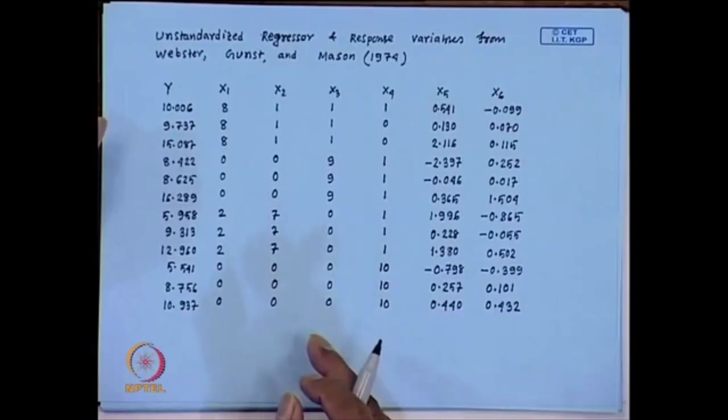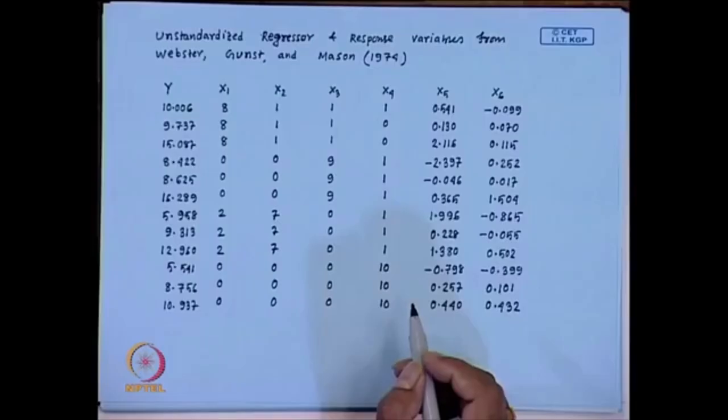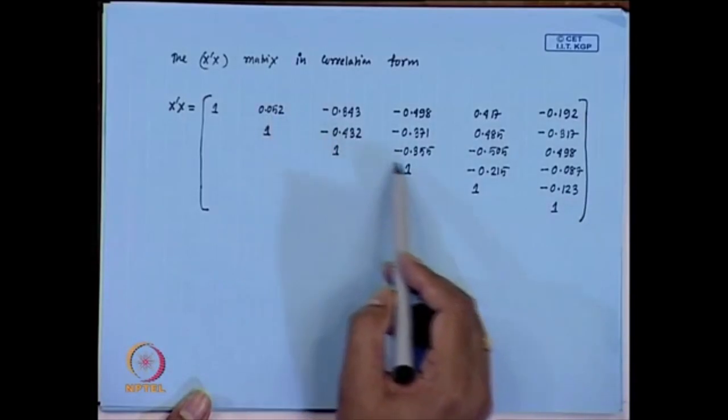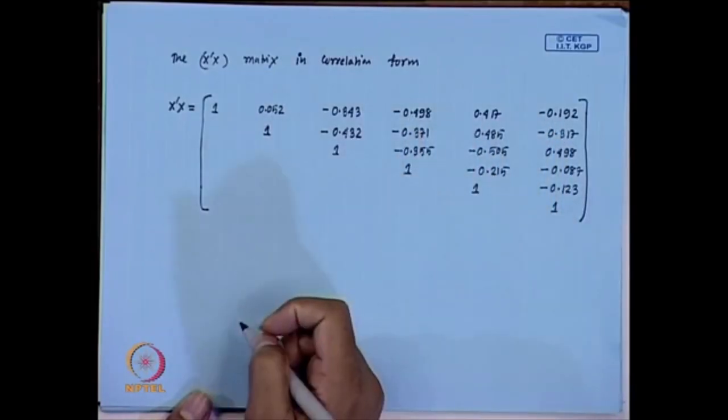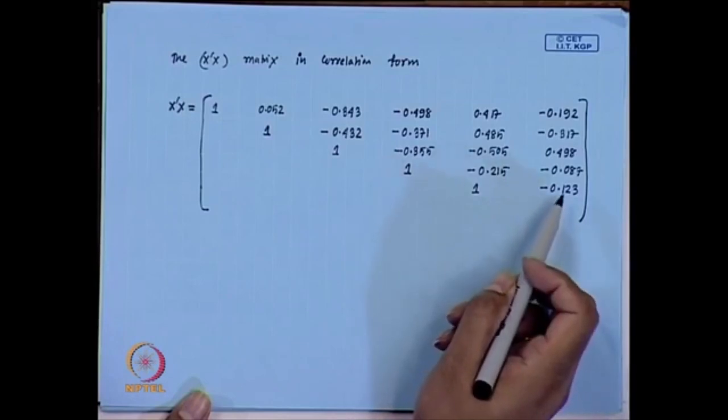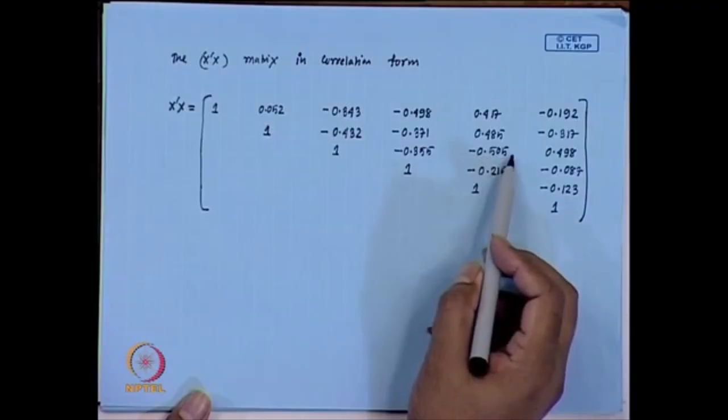because the multicollinearity problem in this Webster data is not due to the linear dependence between two regressors. Here we have a linear dependence involving more than two regressors. So, what we do is first we compute the correlation matrix for this data, and here is the correlation matrix for the Webster data. You see the off diagonal elements here, none of them are suspiciously large.